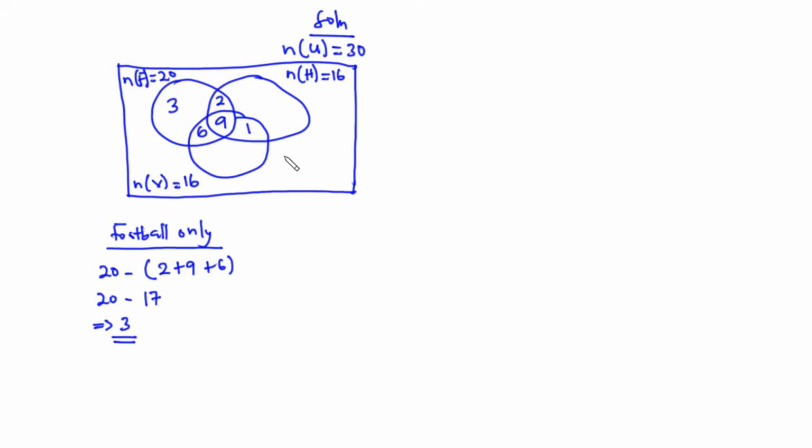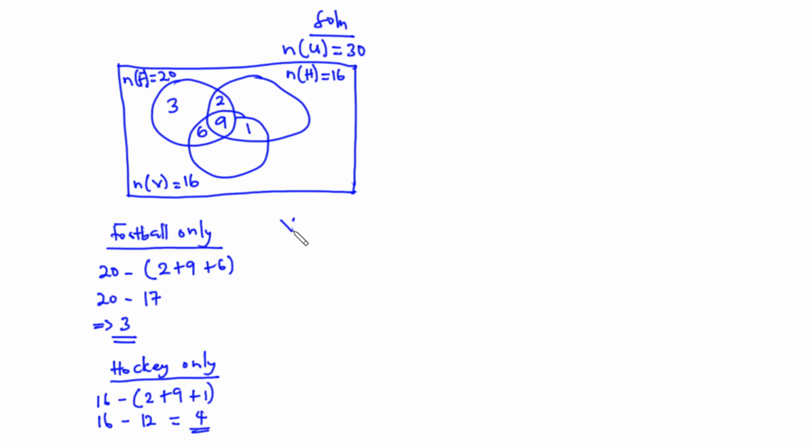Now let's find the number of students who play hockey only. So for hockey only, we are going to consider this circle. So 16 students play hockey. So we have 16 minus (2 plus 9 plus 1). Now 2 plus 9 is 11. 11 plus 1 is 12. 16 minus 12 is 4. So we have 4 students who play hockey only.